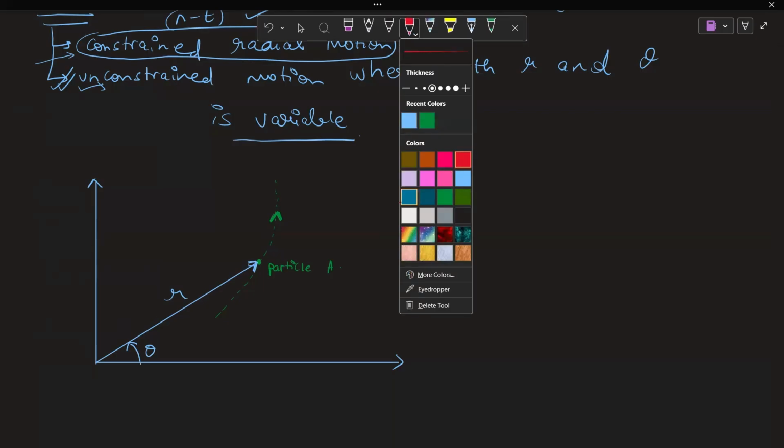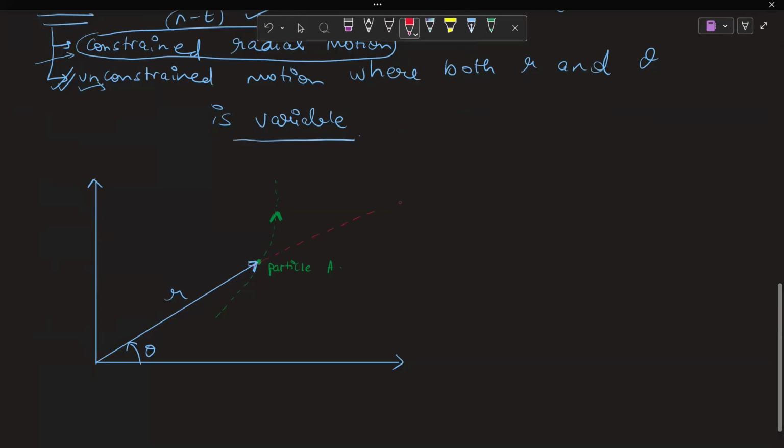Now, one thing to make sure is that this is e_r, this is e_theta. What is e_r and e_theta? e_r is a unit vector in the direction of r, and e_theta is a unit vector in the direction of theta. Simple.